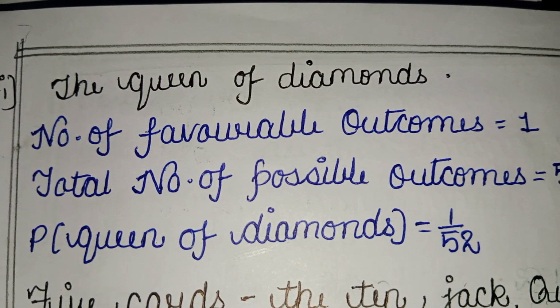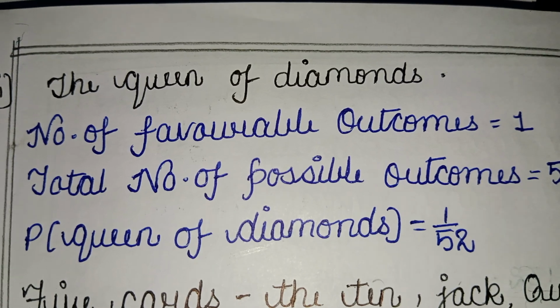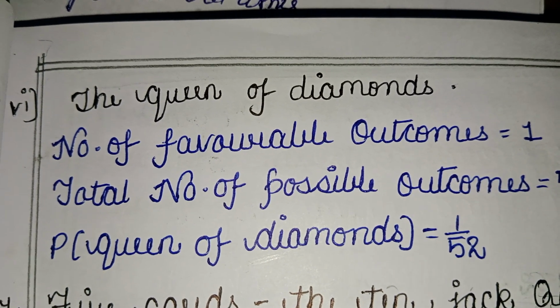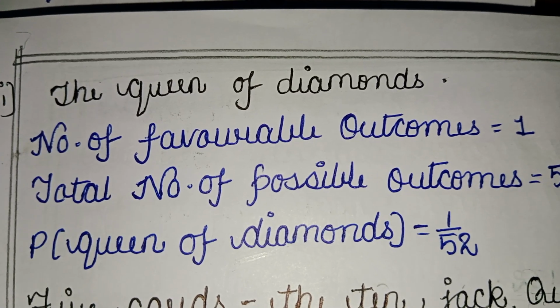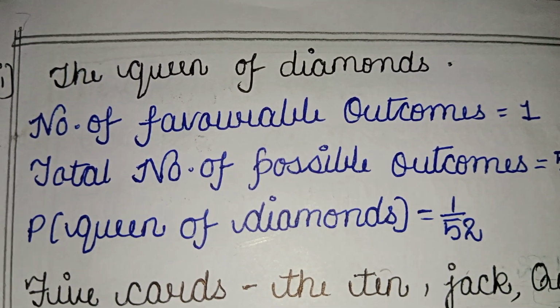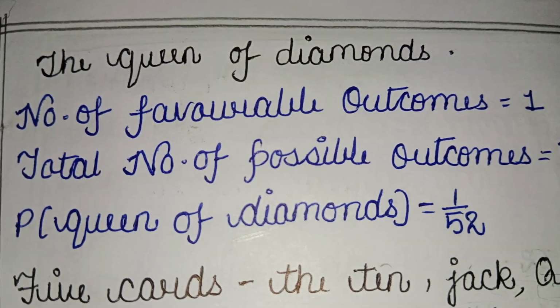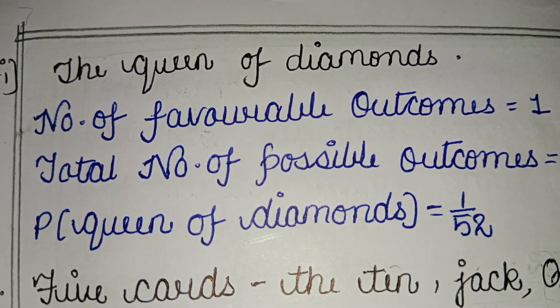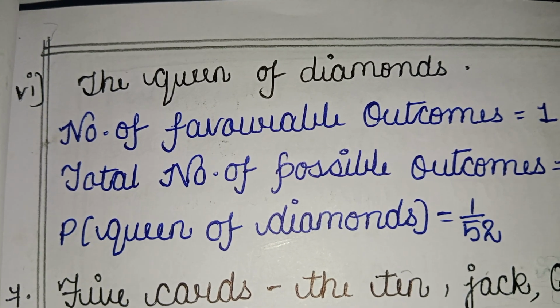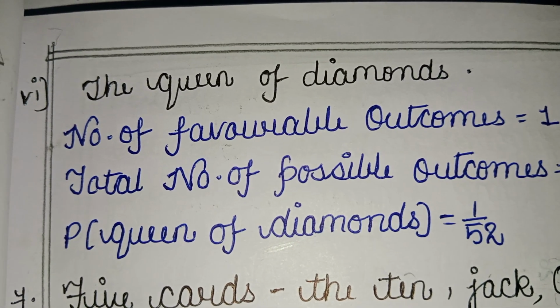The queen of diamonds. Number of favorable outcomes is equal to 1. How many queens are there in the diamonds? There is only one card. So favorable outcomes 1, total 52. Probability of queen of diamonds is equal to 1 by 52. These type of questions we can create number of questions from the cards.